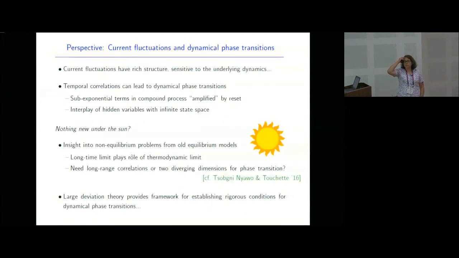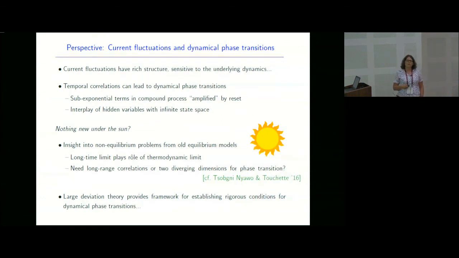Okay, so I'm almost out of time, so let me just try and conclude a little bit. So, as we know, current fluctuations have a very rich structure, and it's sensitive to the underlying dynamics, and hopefully the examples I've shown have helped to convince you of that. In particular, correlations in time can lead to dynamical phase transitions. So in particular, we saw in the first part how sub-exponential terms in the reset process, or in the process without reset, are amplified by reset and lead to these phase transitions. And this kind of argument would also work for other compound processes. Sub-exponential terms can be amplified.